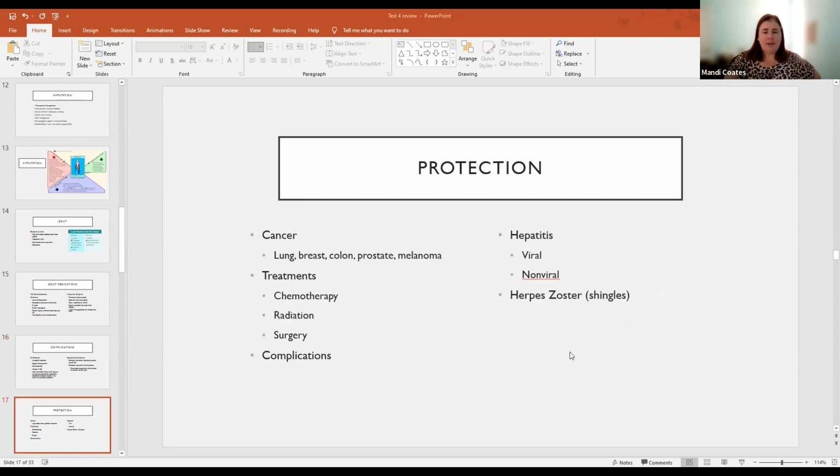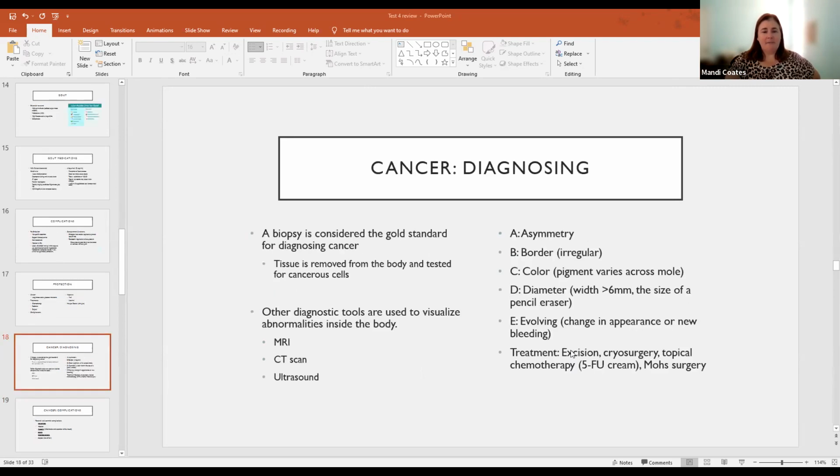All right, so we're going to go over the protection stuff. Remember, the biopsy is the gold standard. Know your ABCDEs for melanoma. And treatment for that is usually excision. We don't typically do chemotherapy with that unless it has migrated somewhere else, unless they have metastasis elsewhere in the body.